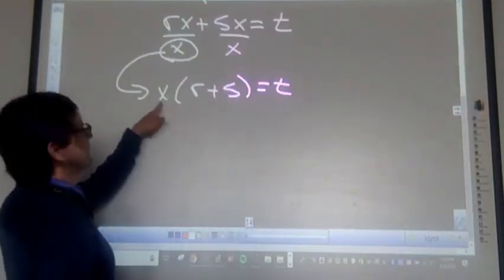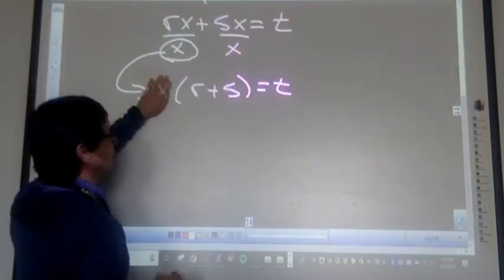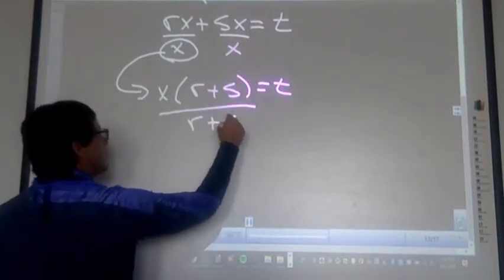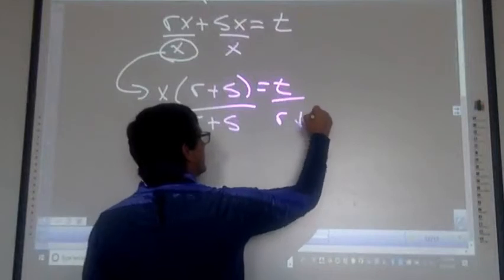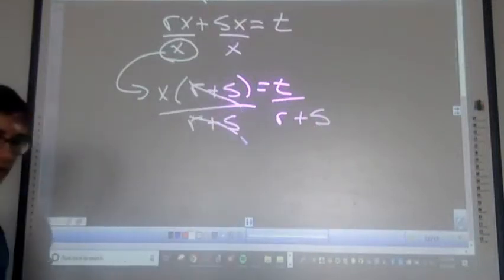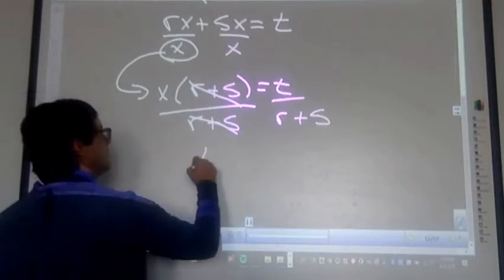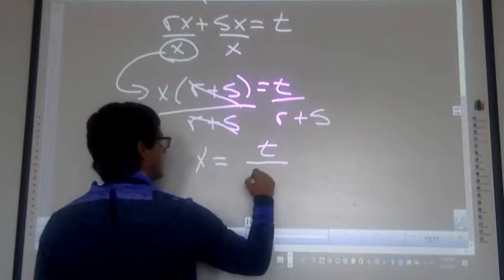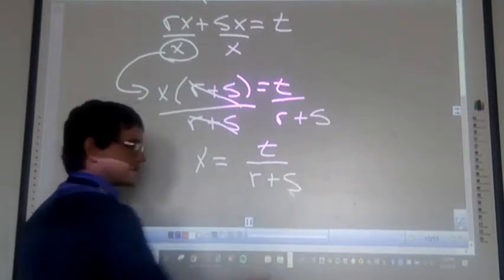And then to get the x by itself, cover up the x, get rid of the r plus s by dividing. The r plus s's cancel on the left side. And you have x equals t over r plus s.